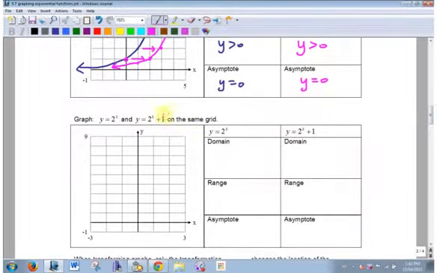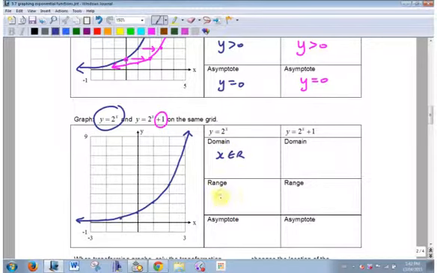What do you think that's going to do? Well, let's have a look-see. I'll plot this guy first. An eighth, a quarter, a half, 1, 2, 4. That's 9, so that's 8. Domain. Range, same thing. Asymptote, same thing.